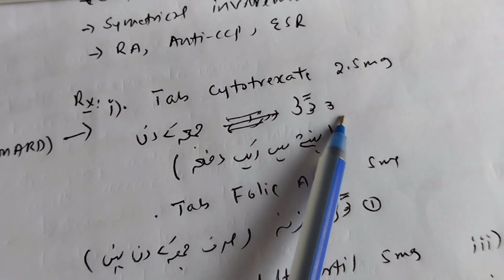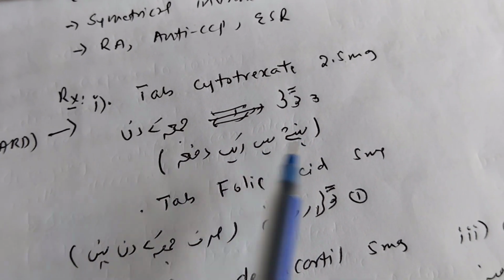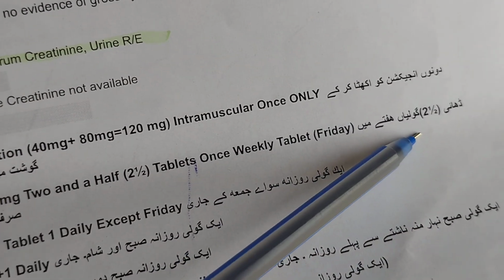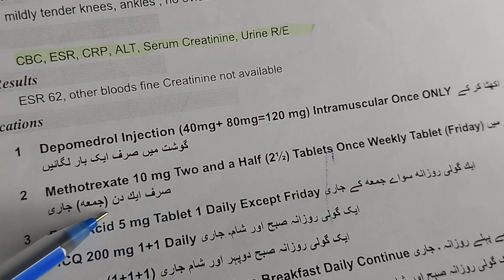Okay, like the demand you guys can see here. This is the methotrexate 2.5, 3 tablets on Friday, once in a week. And here you guys can see methotrexate 10 mg, one tablet once a week on Friday.